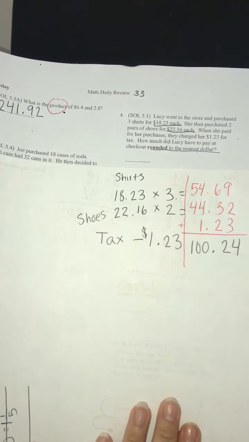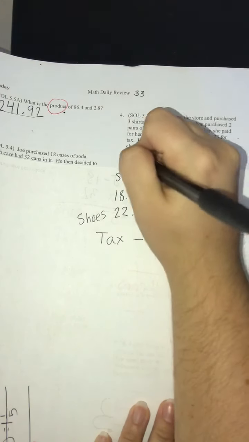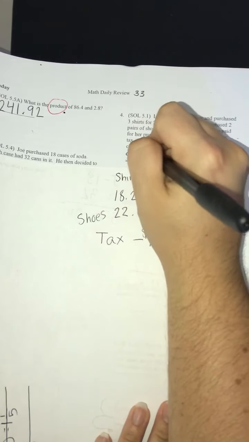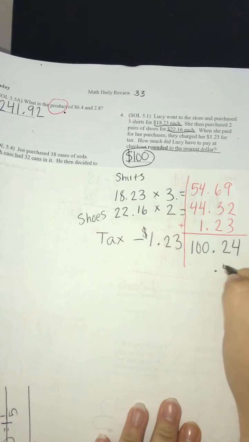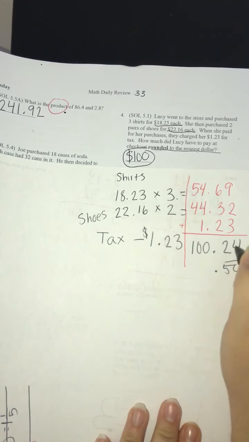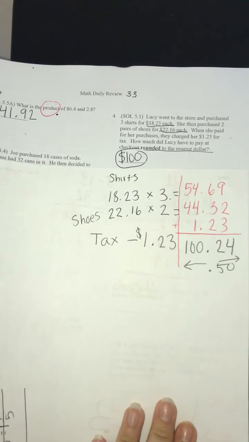$100.24. Okay, is she closer to $100 or $101? Okay, she's closer to $100. So she needs about $100 when she goes into the store. The halfway mark would be 50 cents. If she was 50 cents or greater, you would round up, but she has less than 50 cents, so we're going to round down. Awesome.